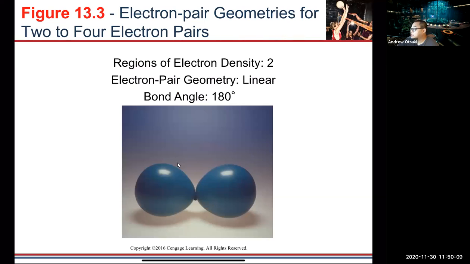So we have 2 regions of electron density. Right here, 1, 2. So in here is the central atom, and here are the bonding orbitals for the terminal atoms. So regions of electron density or electron groups, we have 2. So we have a linear shape. So that's our geometry is linear. So bond angle 180. So I expect you to know all of these classifications for each of the electron pair geometries. So that's 2.